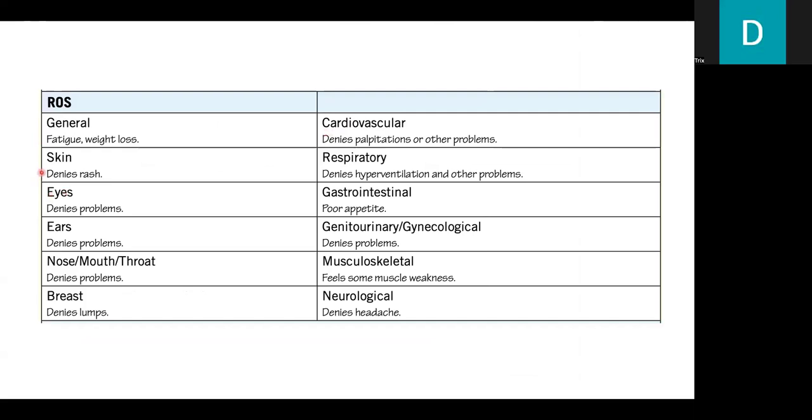She denies skin rash. For respiratory, denies hyperventilation and other problems. She also denies eye problems. She has poor appetite. She also denies ear problems, but she has genitourinary or gynecological. She denies these problems too. She also denies nose, mouth, and throat problems. She feels some muscle weakness. She denies lumps in the breast and she also denies headache.